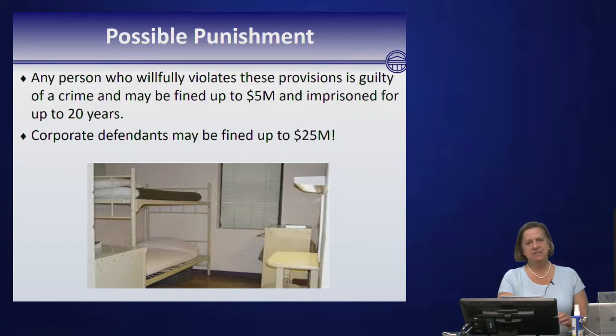A little fun fact, if you want to look at the possible punishment, any person who violates these provisions is guilty of a crime and can be fined up to $5 million and imprisoned for up to 20 years. Corporate defendants can be fined up to $25 million. A little fun fact here is this punishment was significantly increased under Sarbanes-Oxley. The numbers used to be 1 million, 10 years, and 2.5 million. And so now it's 5 million, 20 years, and 25 million.